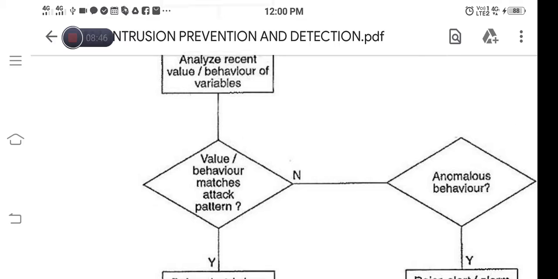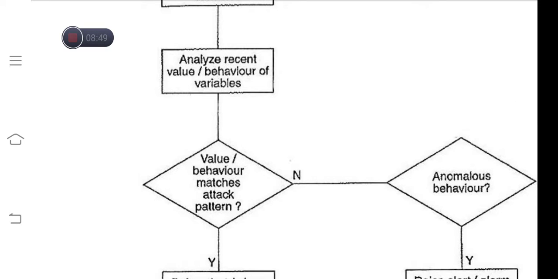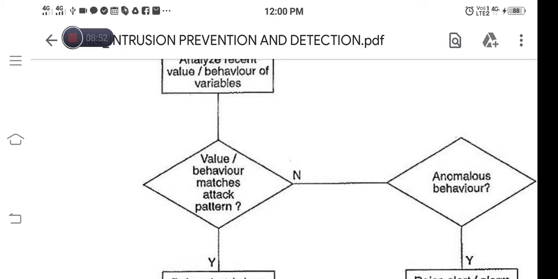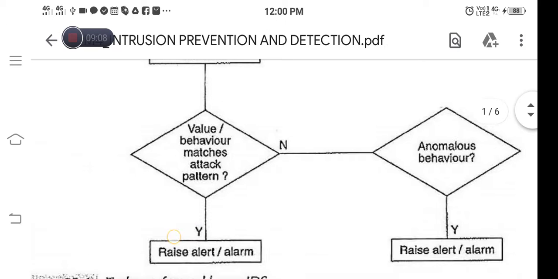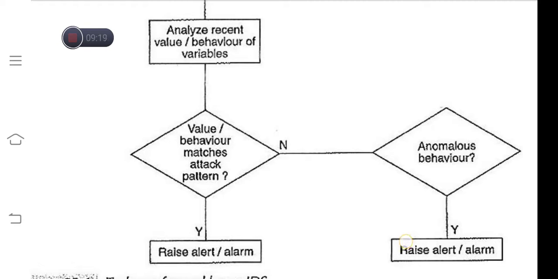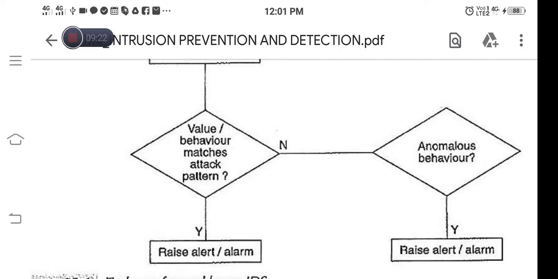Okay, so that is based on the analysis of the data. They will analyze what type of attack pattern this is. If the attack pattern matches the type of attack they have, then they will release the alarm, or they will raise the alert, or otherwise it was anomalous behavior. For that also, the corresponding messages in terms of alert or alarm will be sent.